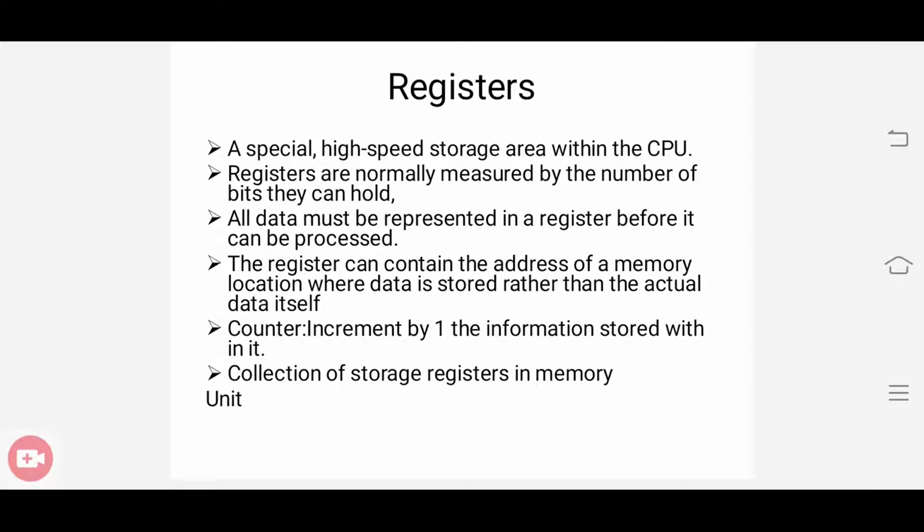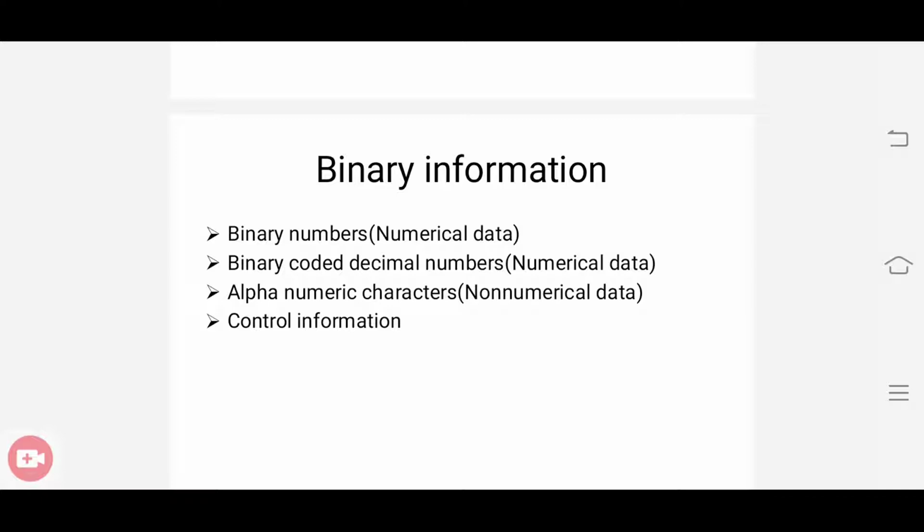Okay, so first component of a digital system is a register. It's a high speed memory area, or it's the smallest memory area. Clear? And the second one is a binary coded information or binary information. Which are the binary informations that is present in a digital system? They are binary numbers, that is the numerical data, binary coded decimal numbers, it's also a numerical data, alphanumeric characters, non-numerical data, and control information. All these are binary informations that is present in the digital system.